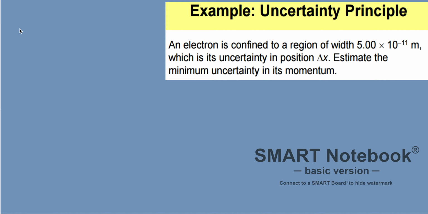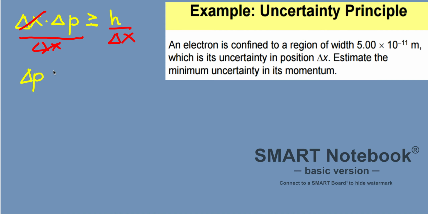Now we already know the formula. The product of the uncertainty in position delta x and the uncertainty in momentum delta p is greater than or equal to the Planck constant h. But now we want to solve this equation for the uncertainty in momentum, so we divide both sides by the uncertainty in position delta x. And delta x with delta x can be simplified. And this inequality happens to be delta p is greater than or equal to h divided by delta x.